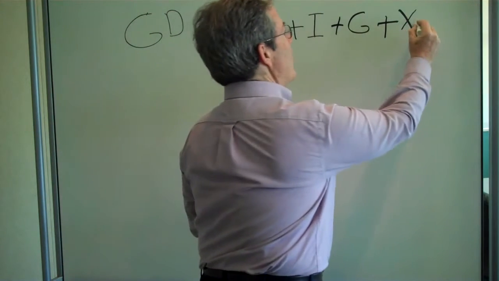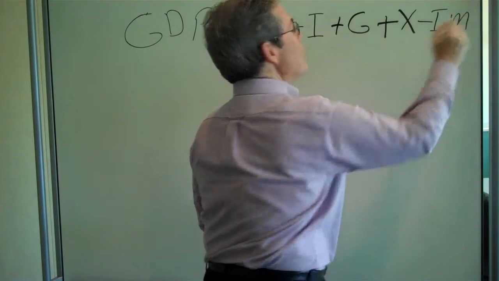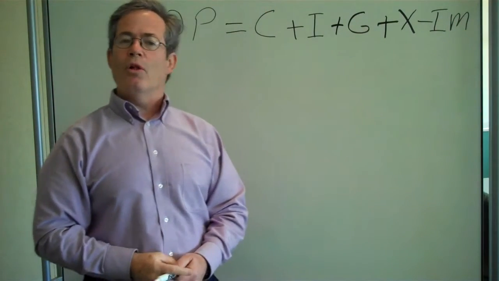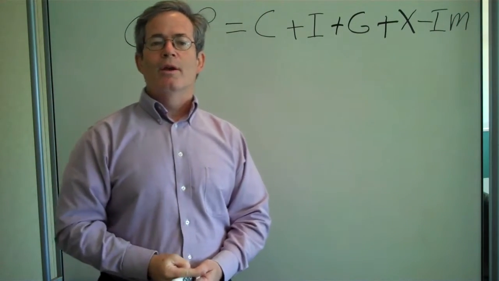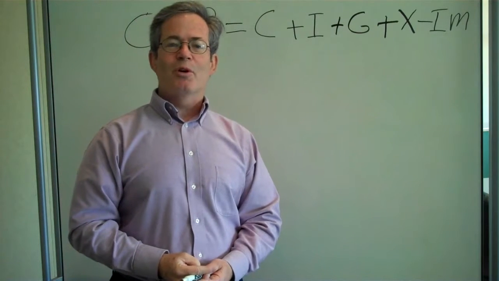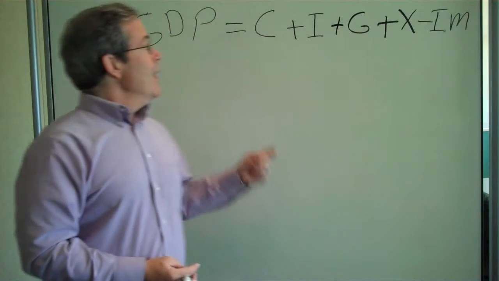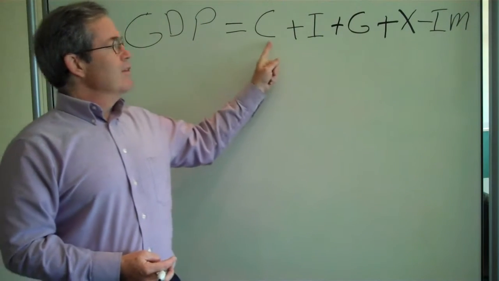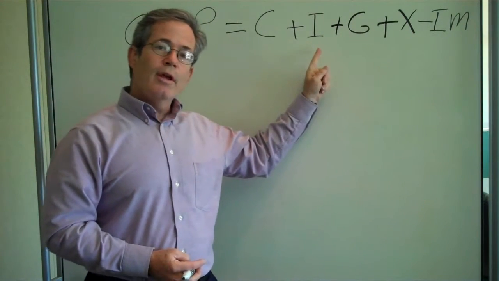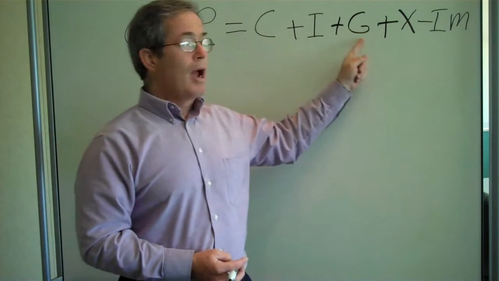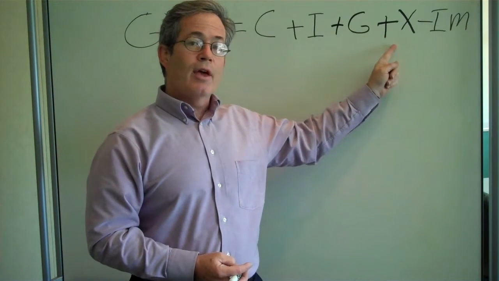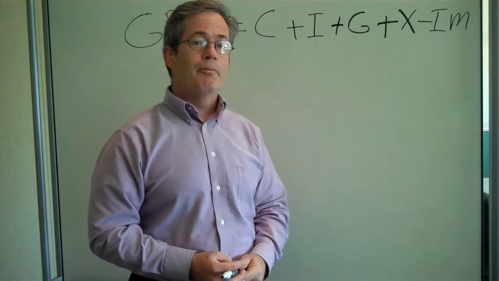So we need to subtract out imports, all of those goods that we buy from all over the world. If you go into Walmart, you know that we buy a lot of our consumer goods from China, India, and elsewhere. GDP equals consumption expenditure, investment expenditure, government expenditure, plus exports minus imports.